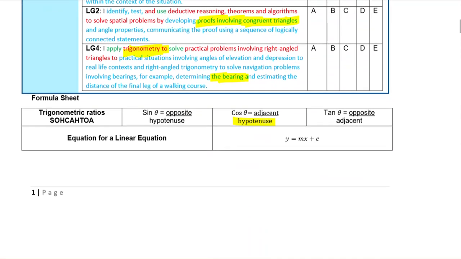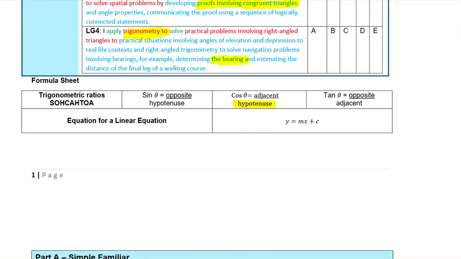Okay. So we are given a formula sheet, so you've got your trigonometric ratios, and lastly you have your general equation for a linear equation.